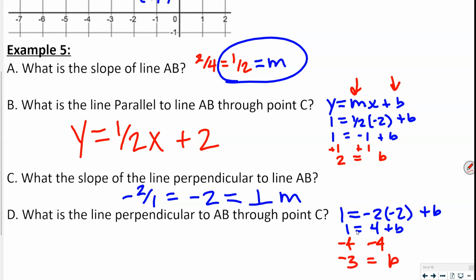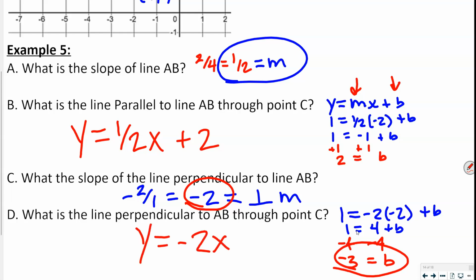Remember, when one number is positive and the other is negative, you're always going to subtract and keep the sign of the larger number, okay? So now we're going to plug that back into the equation with our new m and our new b. So this is going to be y is equal to negative 2x minus 3.